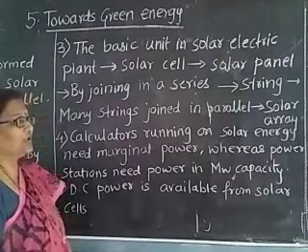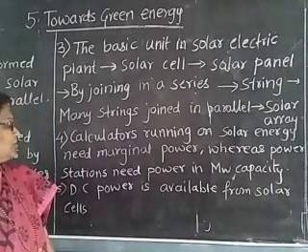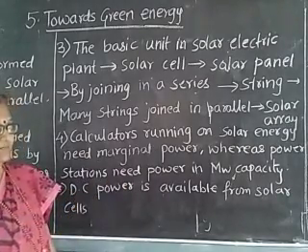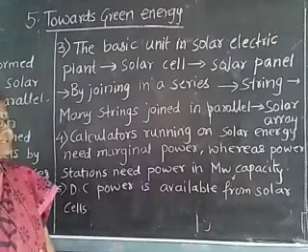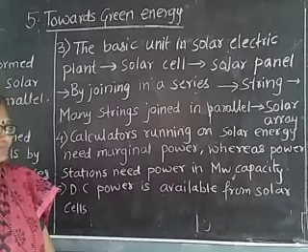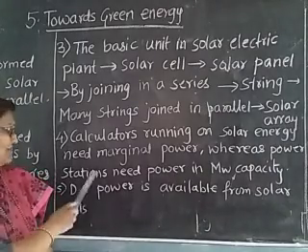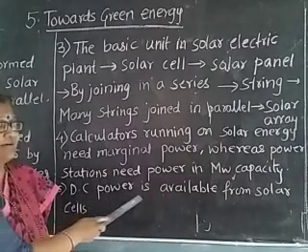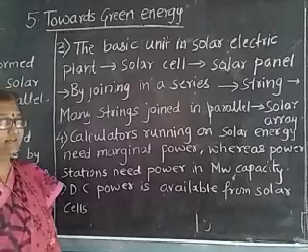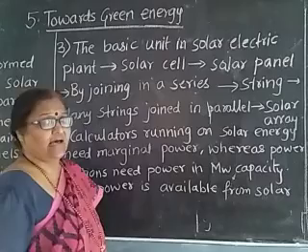Calculators run on solar energy and they need only a marginal amount of power, whereas power stations need power in megawatts, depending on the capacity of that power station. DC power is available from the solar cells. So we can see that direct current power is available from the solar cells.